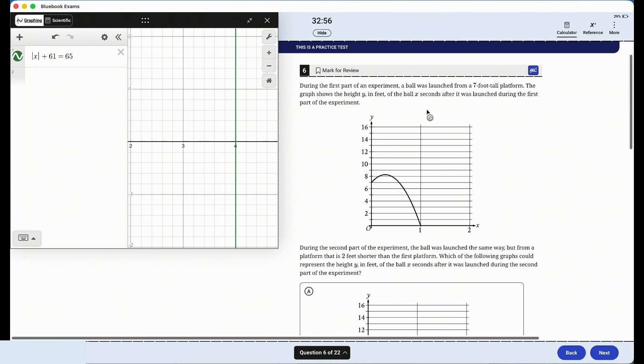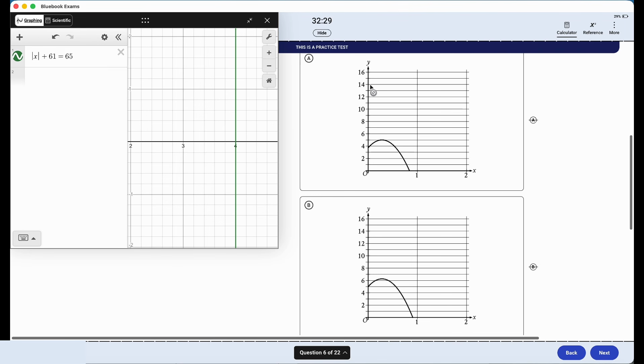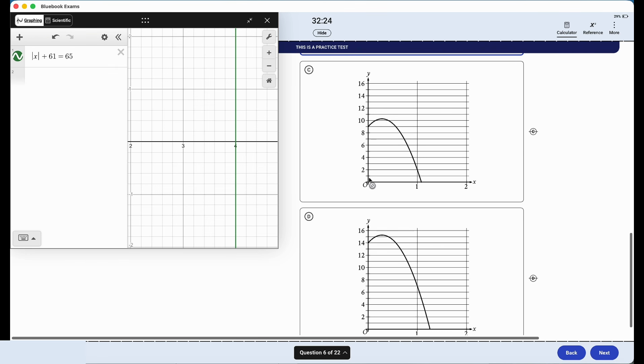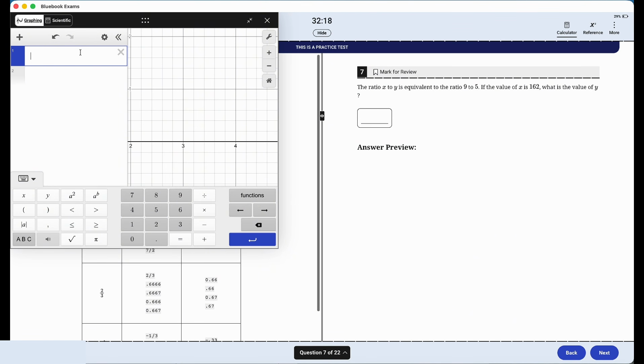That's simple. Next question. During the first part of an experiment, a ball is launched from a 7-foot tall platform. The graph shows the height, y, in feet of the ball x seconds after it was launched. Okay, launched from 7. During the second part of the experiment, the ball was launched the same way, but from a platform that is 2 feet shorter. So it wasn't launched from 7, it was launched from 5. That's basically all you're looking for. They're describing a transformation, like a shift down 2 units. We just want to see the y-intercept being at 5. So it's not A here. B has 5. Let's see if anything else does. No, so it can only be B.